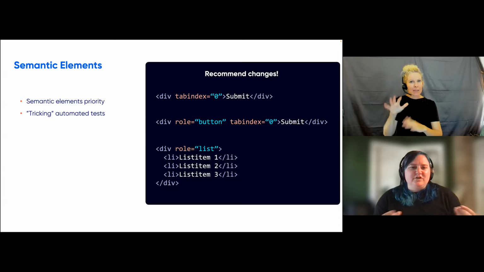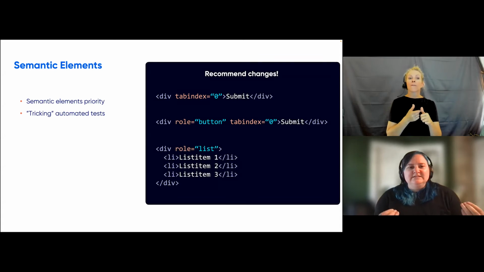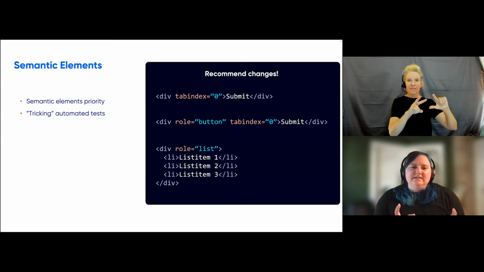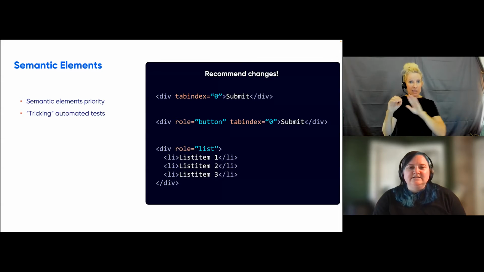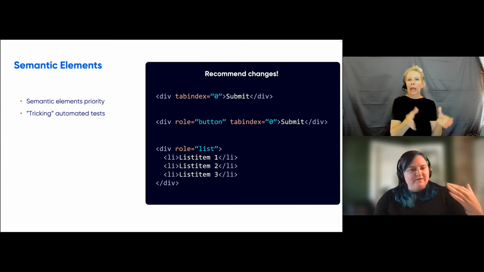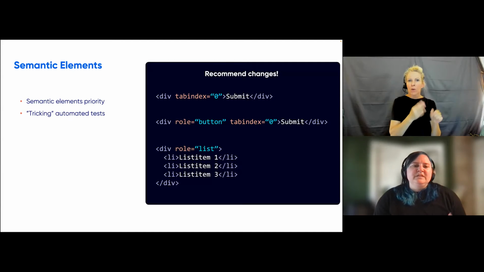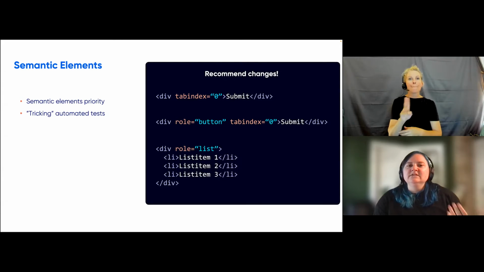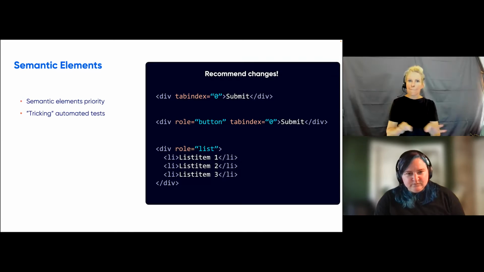Our first code example here at the top is a div with a tab index of 0 applied to it. And the HTML text inside of that is submit. Now, div is a generic container. It doesn't have any meaning to the end user. So if I come across this in a code review, I need to recommend a change. You should be using a button element. This is clearly something that is interactive. So we need to use the appropriate semantic HTML.